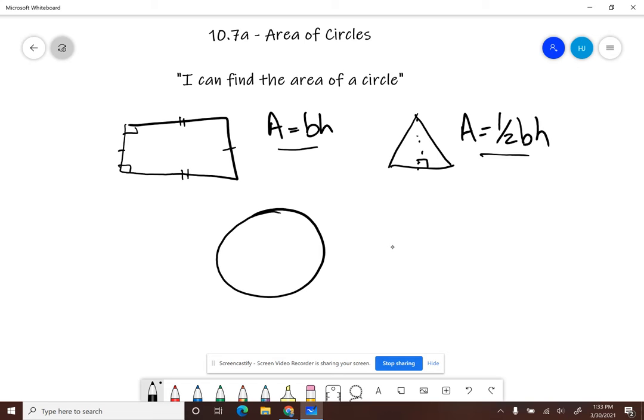If I need to find this area, it's going to be difficult because I don't have just a square or even a triangle, which is half of a square. I don't really have any sides, because a circle by definition is not a polygon since it doesn't have any sides.